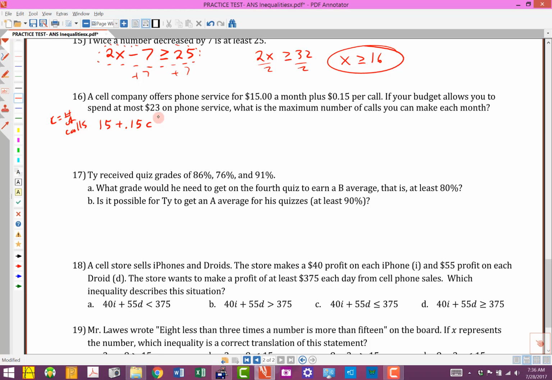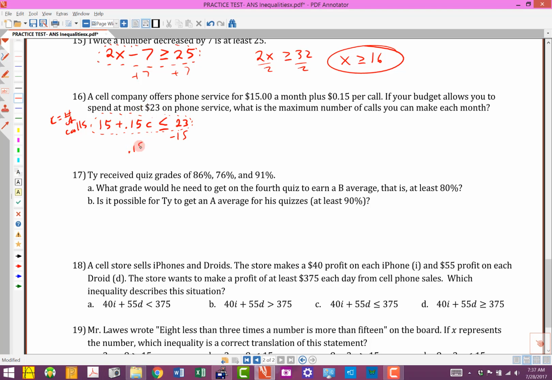And we can spend $23 a month. So we're comparing our phone bill that's structured like this to the $23 that we have budgeted for this. Now we can spend the $23, but we can't spend more than $23. So we've got to spend less than $23, or it could actually equal $23. So we'll finish solving this. Let me go ahead and circle that to make clear: this is the inequality that we've translated.